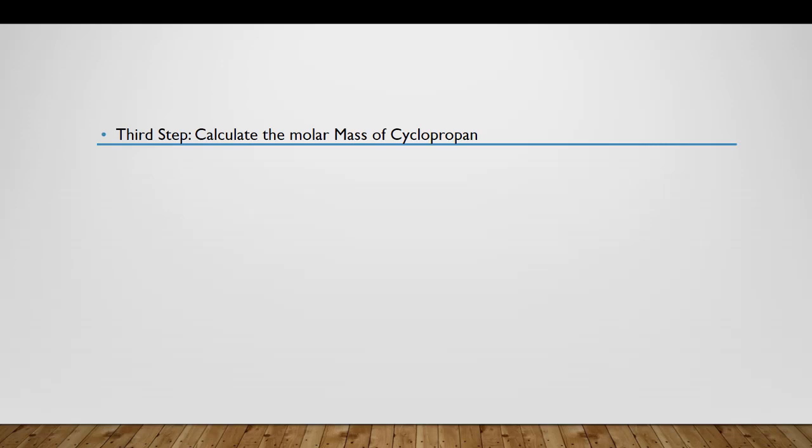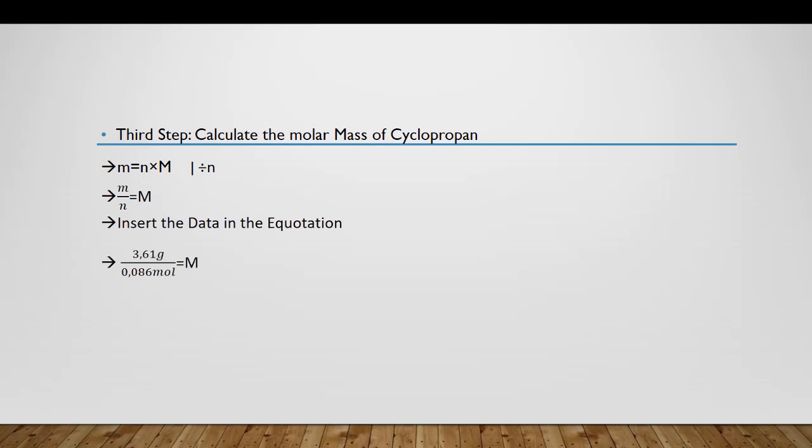In the next step, we calculate the molar mass of cyclopropane. Therefore, we need the mass and the amount of substance to calculate the molar mass. So we convert the equation to the molar mass by dividing the mass by the amount of substance and insert the data into the equation, and we get a molar mass of 41.977 grams per mole.